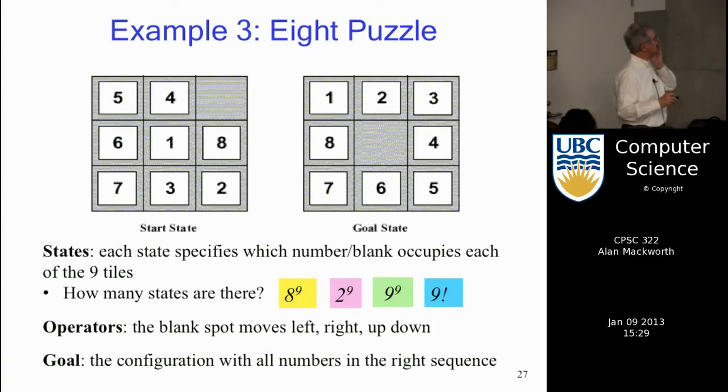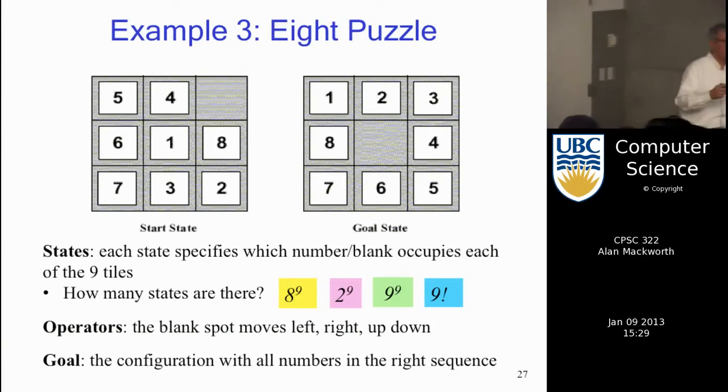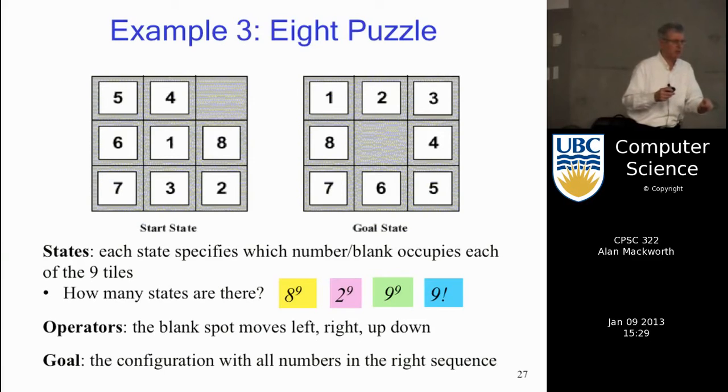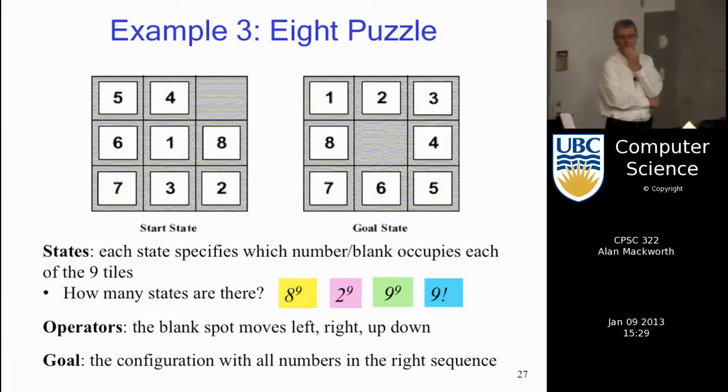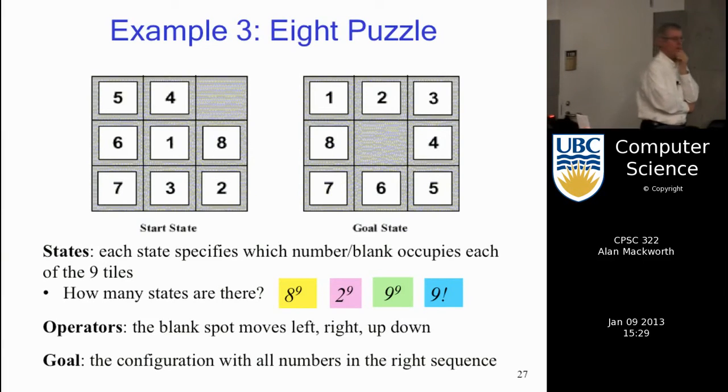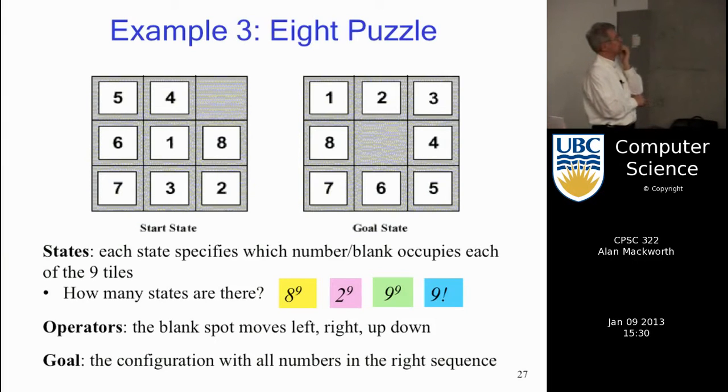So, think again. How many states are in this world? How many possible ways can we configure this puzzle? If we could remove all the tiles from the board and then put them on one at a time, that's a way to think about how to generate the states. How many possible ways could I do this? Okay, so we got a strong predominance of 9 factorial, which I think is the right answer.